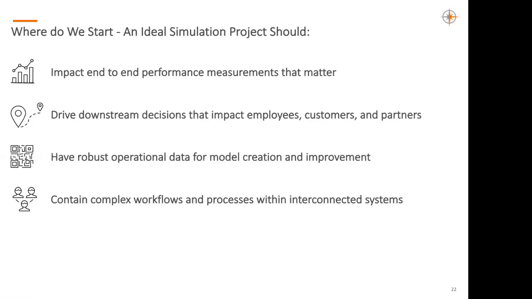Similarly, with customer service, if you're changing how those particular CSRs take calls and how it's staffed, that could impact customers. So these are examples of processes that are absolutely ripe for process simulation. Thirdly, that have robust operational data for model creation and improvement. And really the example of that is what we just talked about in artificial intelligence and machine learning.